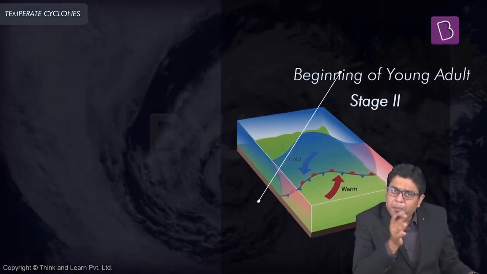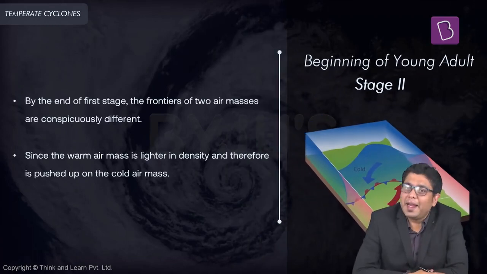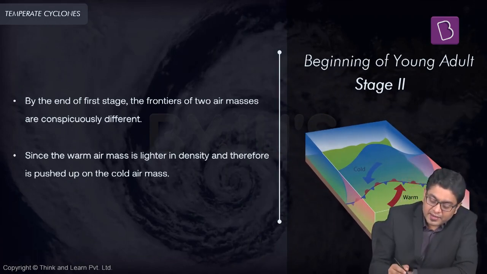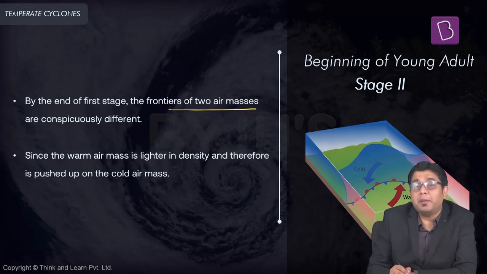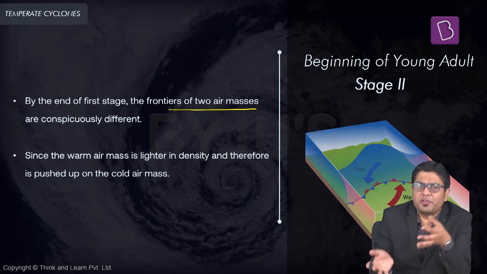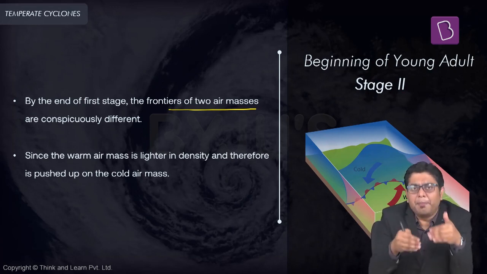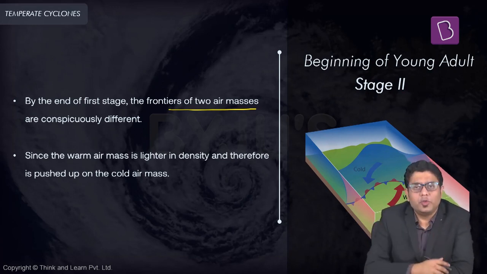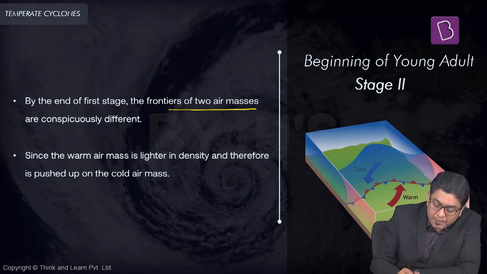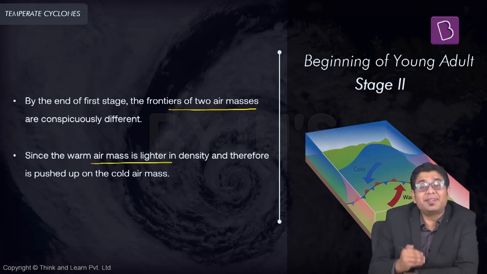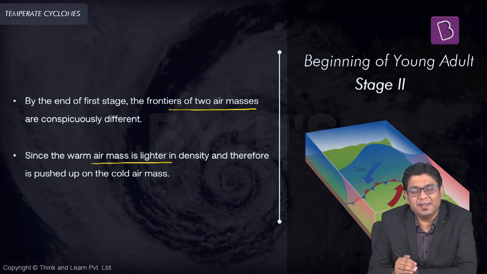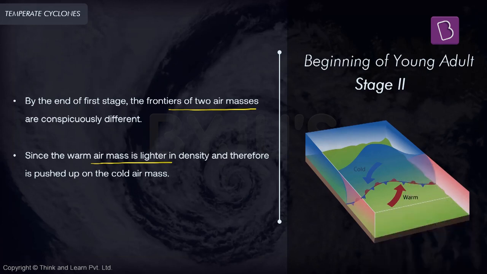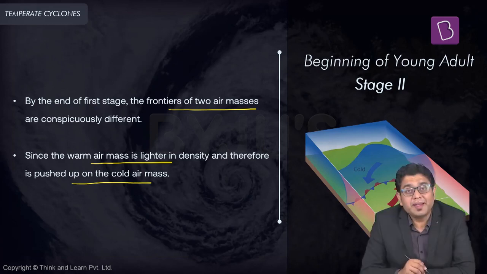So, in this particular stage, what we end up experiencing is that the frontiers of two air masses end up being very, very different, and the transition is very apparent when it comes to these two air masses. Also, because the warm air mass is significantly lighter in density as compared to the colder air mass, this warm air mass is pushed up the cold air mass.